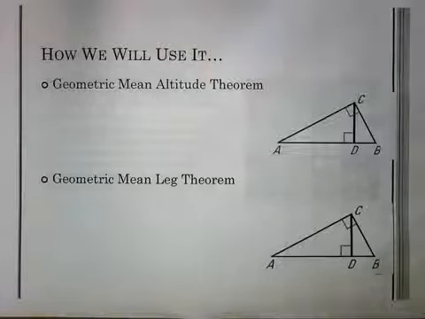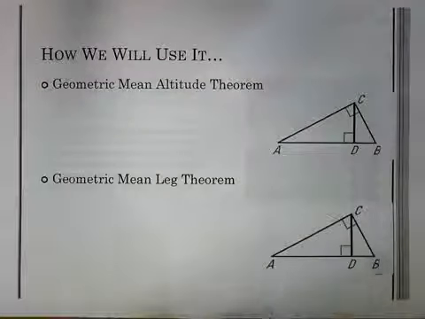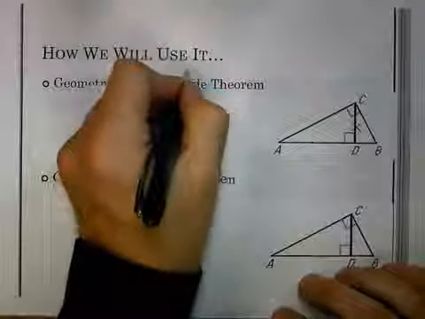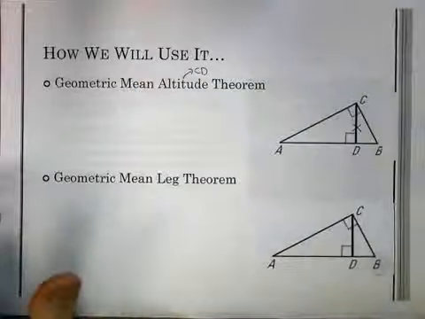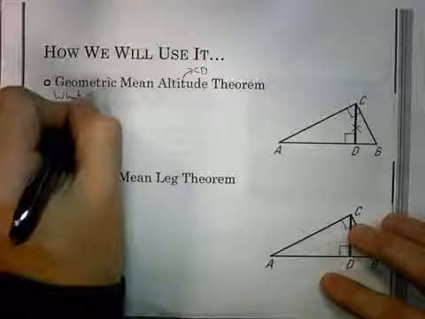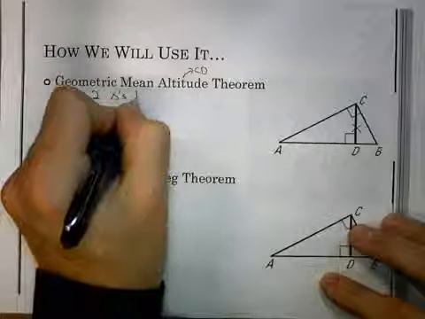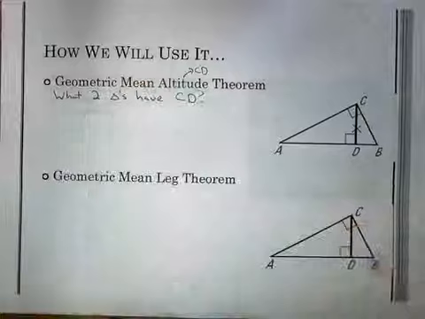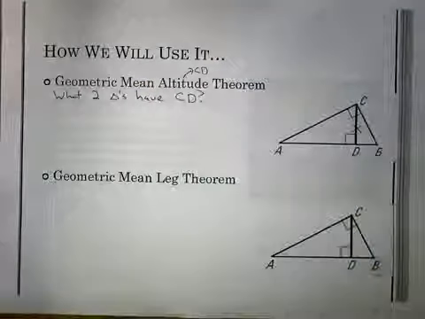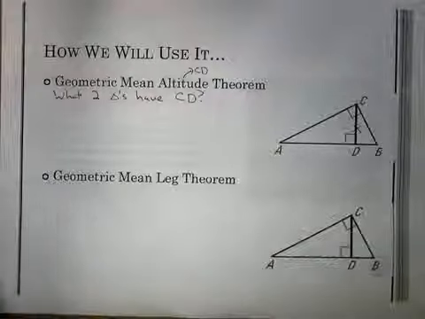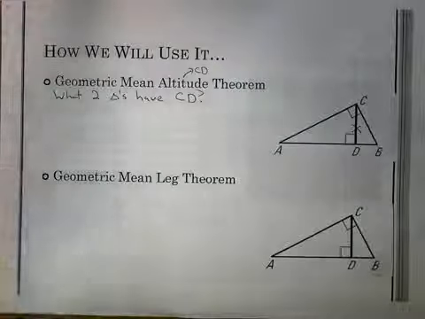Now, if I look at my altitude theorem, I'm talking about CD, which is my altitude. So I'm going to ask myself the question, what two triangles have CD? Which two triangles in that diagram is CD in? Because if it's in two of them, I can use those two and write a proportion with them.